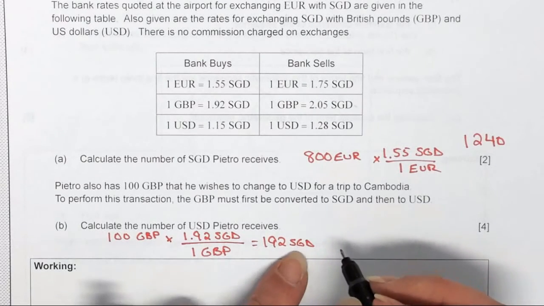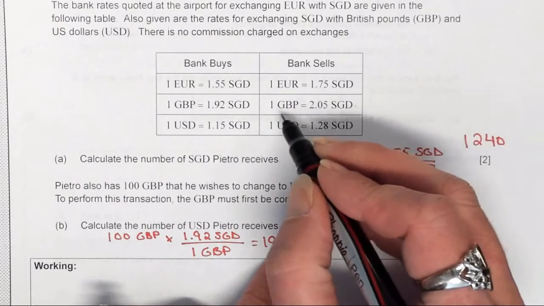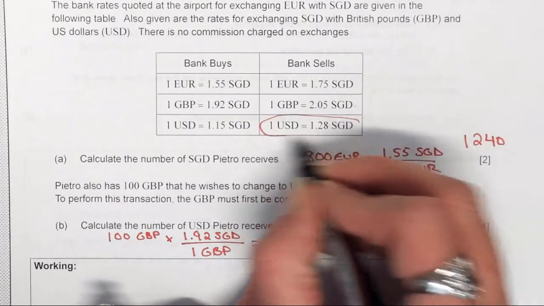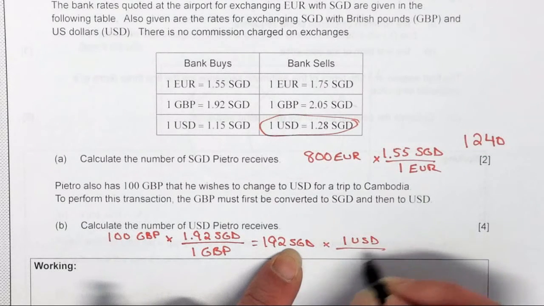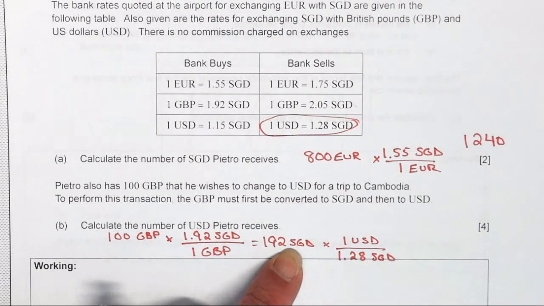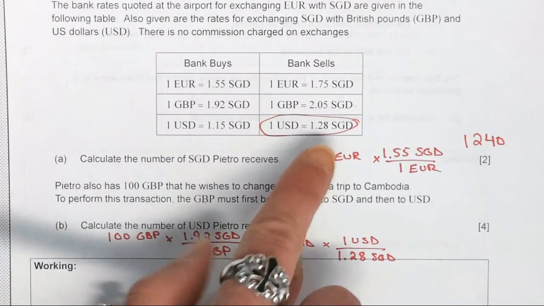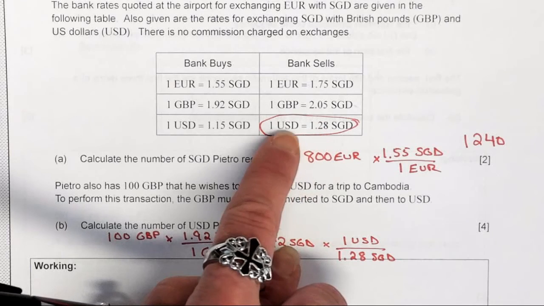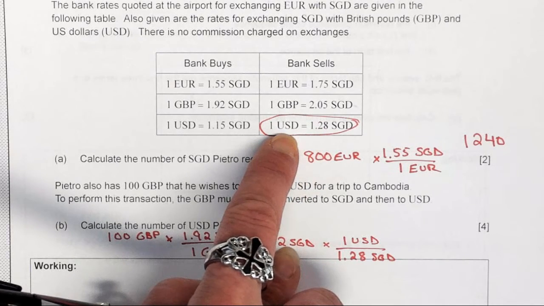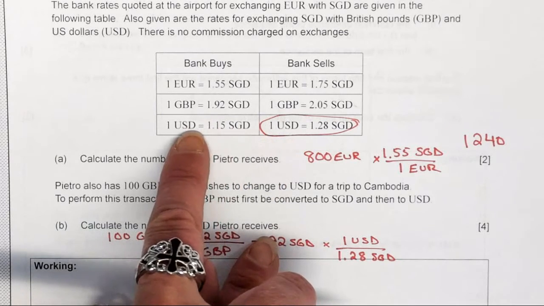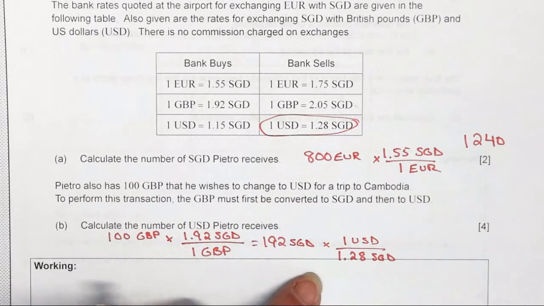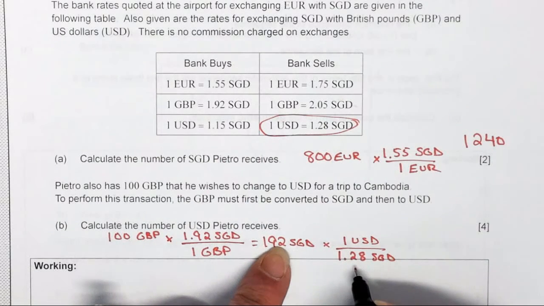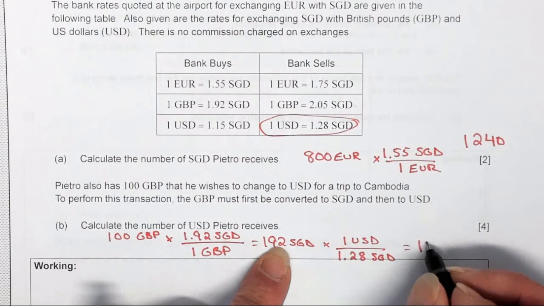So, if the bank is going to sell him US dollars, that's going to be 1 US dollar is 1.28 Singapore dollars. Notice that they're charging more Singapore dollars for each US dollar when that's what you want. But if you had US dollars and you were trying to get Singapore dollars, they give you a lesser exchange rate. So 192 divided by 1.28 gives you 150.